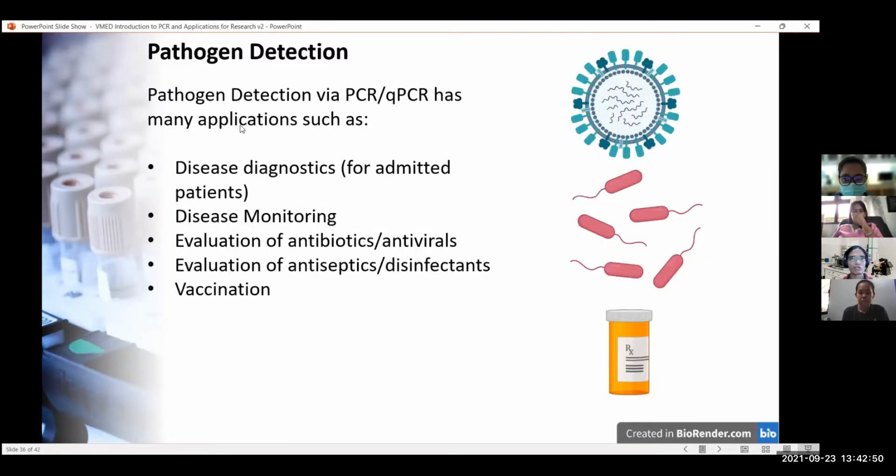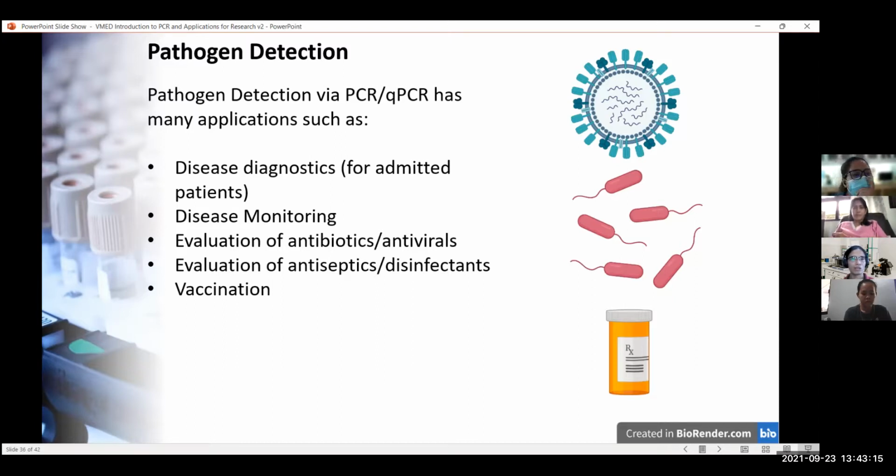So pathogen detection has a lot of applications. For example, disease diagnostics for admitted patients, or for farm animals. You can also do disease monitoring, for example, for ASF. If you want to know whether or not a farm has ASF, you can use PCR or real-time PCR. You can also do evaluation of antibiotics or antivirals.